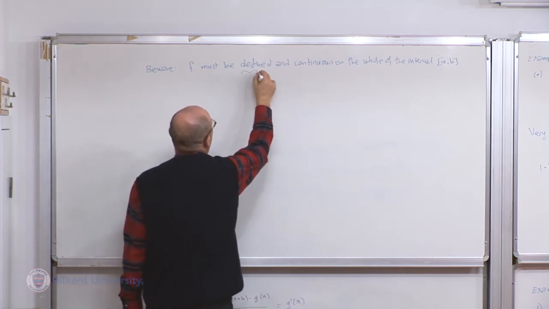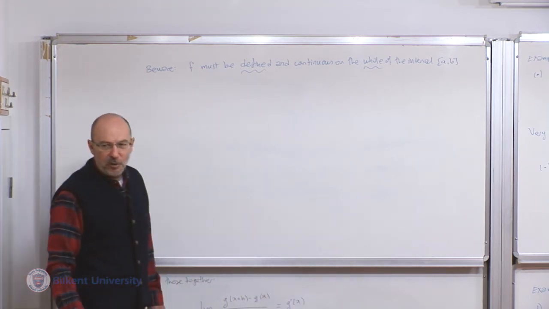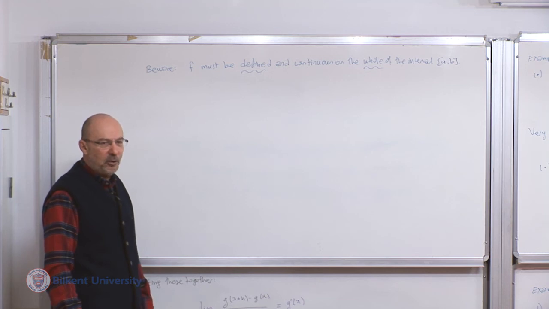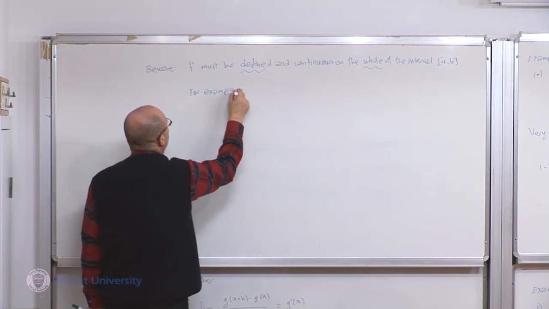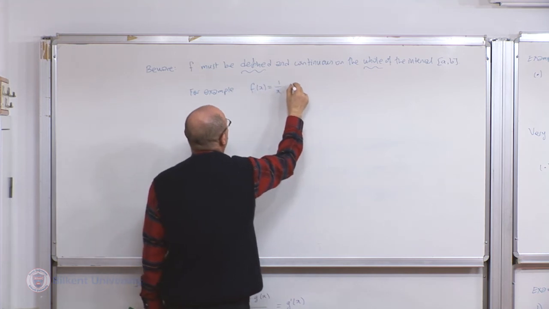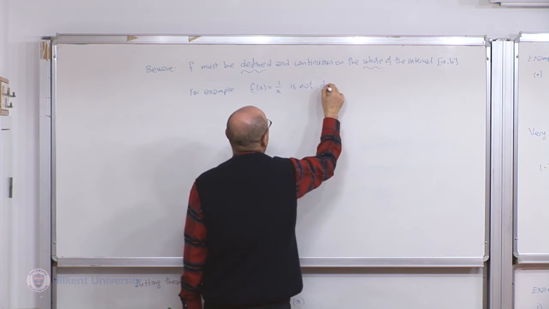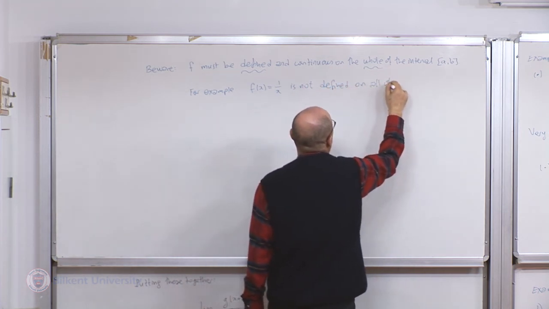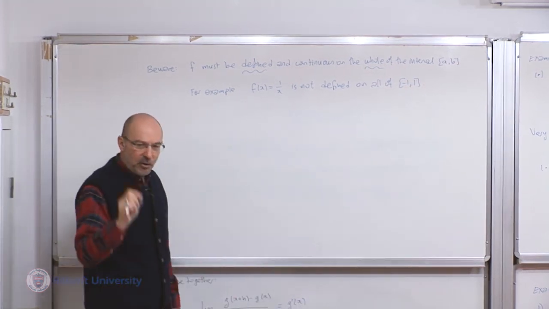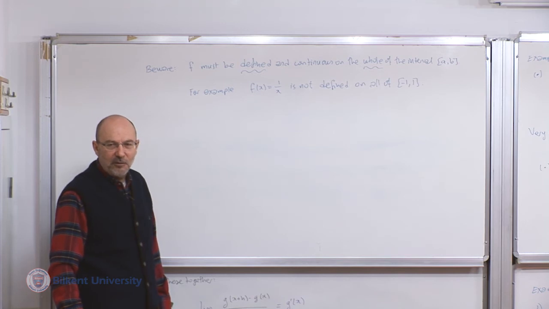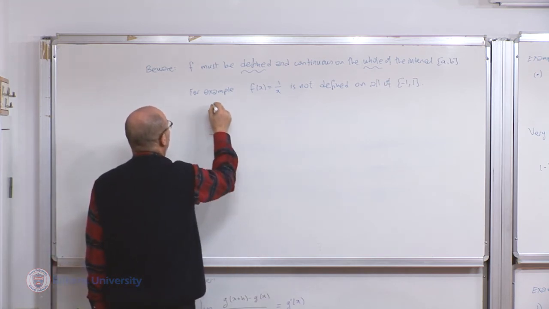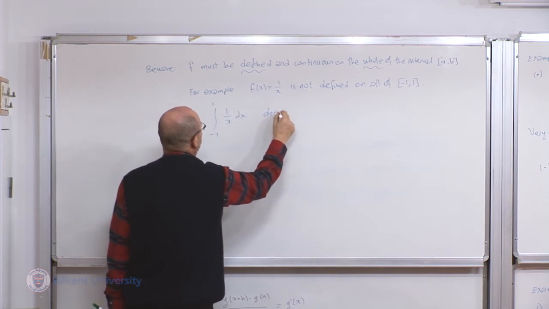So here you see "defined" and "on the whole" are unnecessary words. If I say f is continuous there, obviously I mean that first of all f is defined everywhere. Moreover, it has an extra property that it is continuous. But now I'm emphasizing this. For example, f of x equals 1 over x is not defined on all of [-1, 1]. There's only just one point where it fails, but the theory does not cover that. The theory does not say that I will forgive the function if it only behaves badly at one point. Okay? So if you have something like this, the integral from -1 to 1 of 1 over x dx, this does not exist.